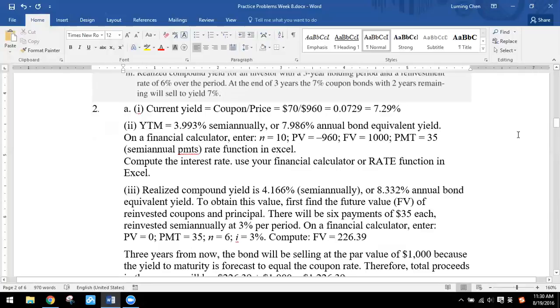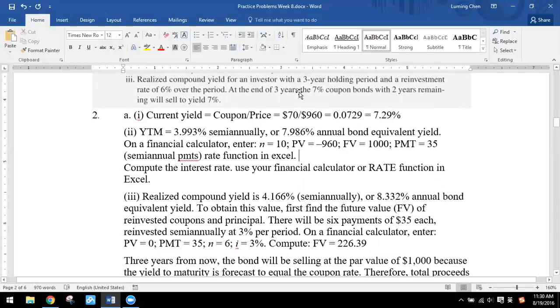Number 3, realized compound yield for an investor with a 3-year holding period and reinvestment rate of 6% over the period. At the end of 3 years, the 7% coupon bonds with 2 years remaining will sell to yield 7%. So if the yield to maturity is 7% and it's a 7% coupon bond, and it's also compounded semi-annually, then the bond is selling at par.